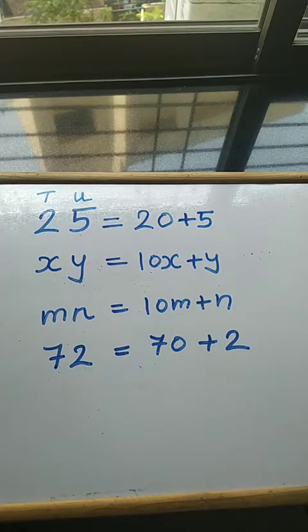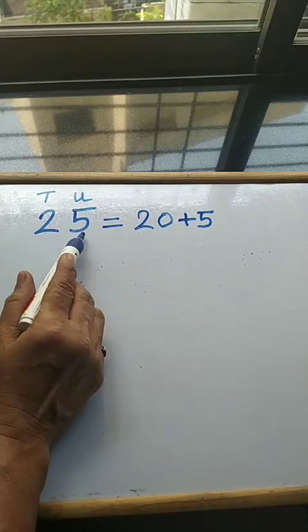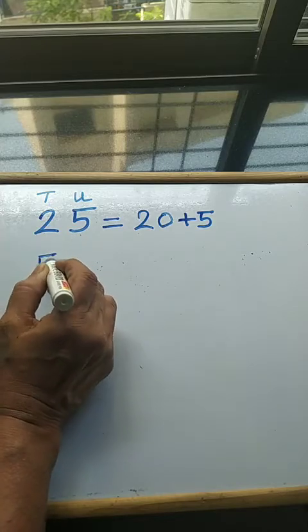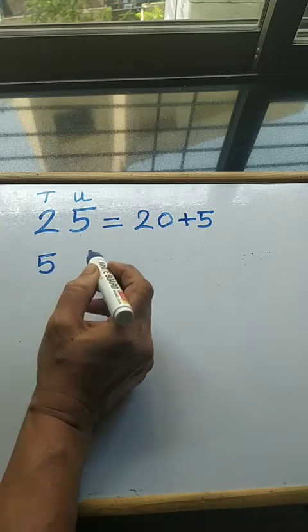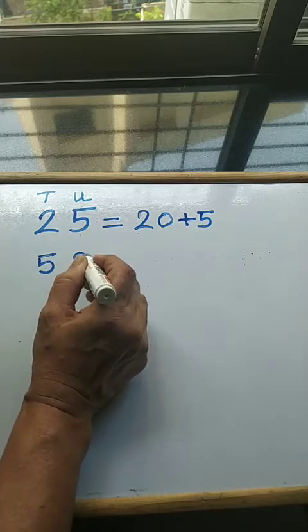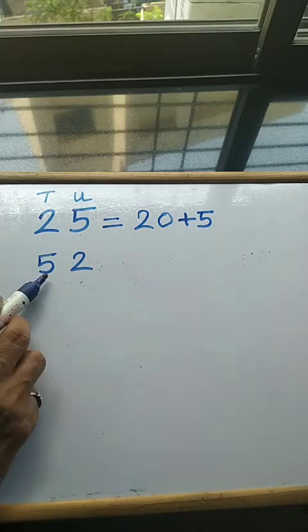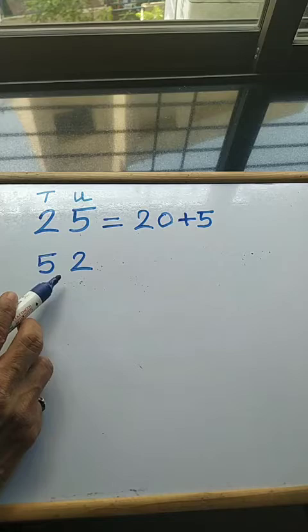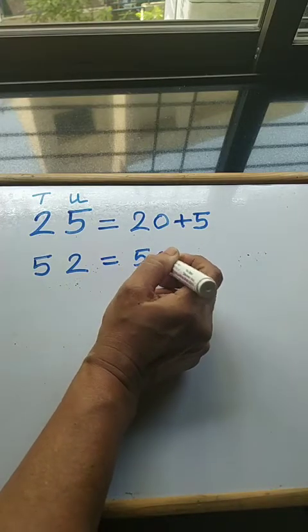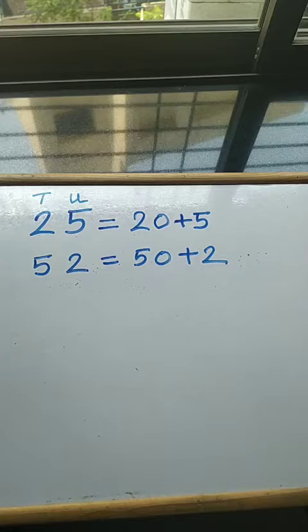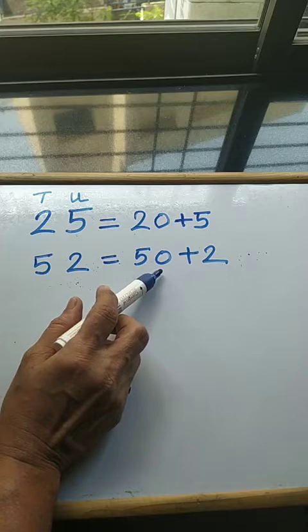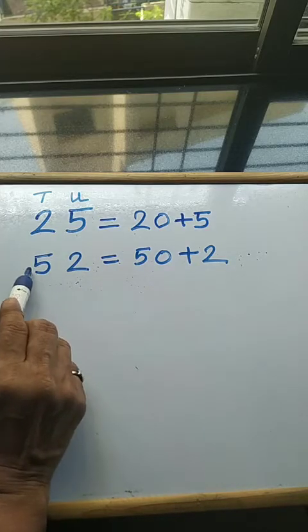Now supposing 25. If I exchange the digits of 25, that is 5 which is there in units place, I bring it over here and I put it in tens place. 2 which is in tens place, I bring it in units place. Is the number same? No, number is different. So the expanded form of this would be 50 plus 2. And definitely it is not same as 20 plus 5, 50 plus 2 is different. So here we have interchanged the digits.